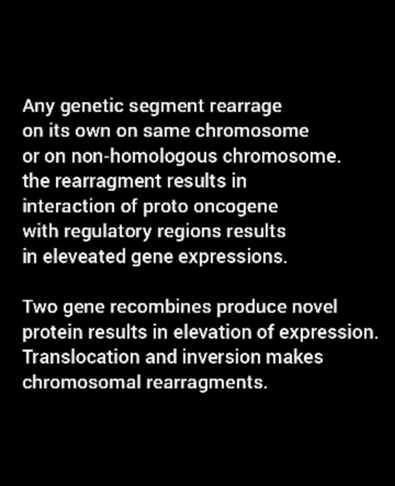Coming next is chromosomal rearrangement. Chromosomal rearrangement is another mechanism for the activation of oncogenes. It mainly includes translocations or inversions, or base substitutions and so on. Chromosomal rearrangement means that genetic segments are recombined on the same chromosome or on a non-homologous chromosome, resulting in an alteration of gene expression. This rearrangement causes an interaction between a proto-oncogene and regulatory regions that results in elevated gene expression, and the combination of two gene segments results in the production of a novel protein, which may result in encoding a specific oncogene.